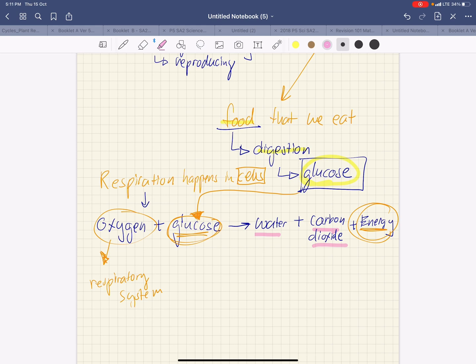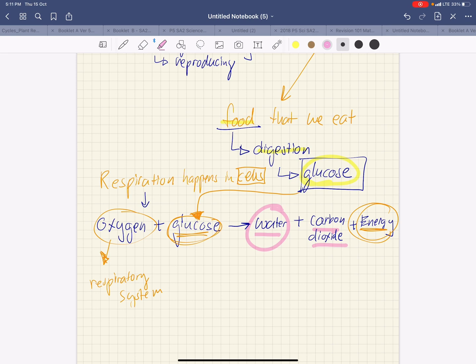So if there's too much water, your cells are going to burst. So your body can remove excess water either through sweating, or when you respire out water vapor, you breathe out the water vapor, or when you urinate. So this is some way of passing out excess water. And that is where water becomes a waste product.